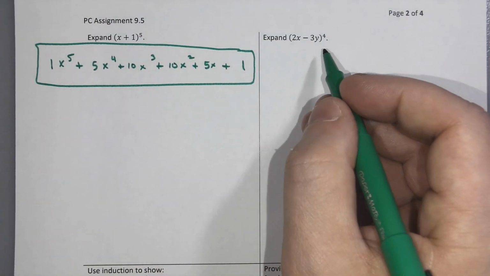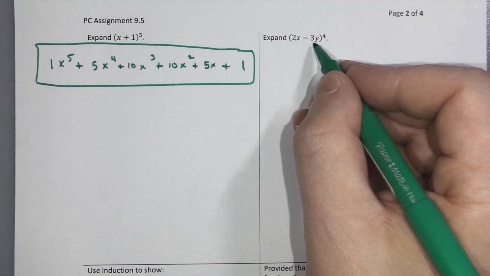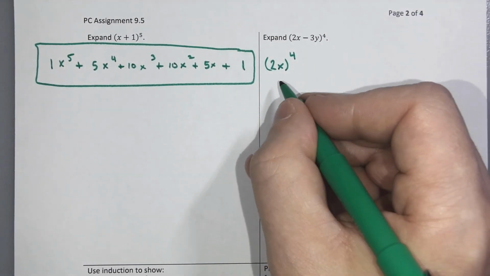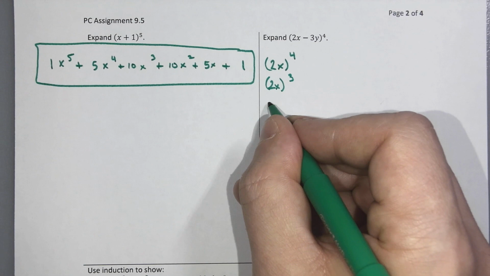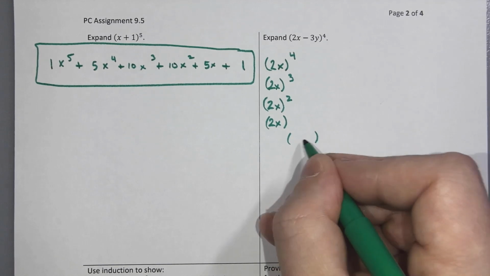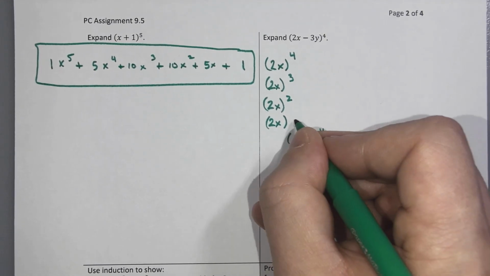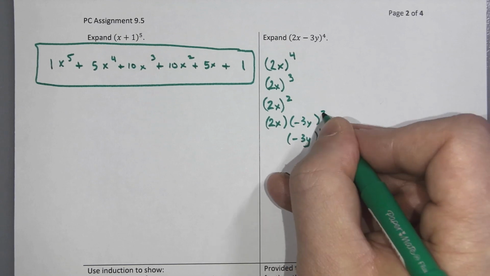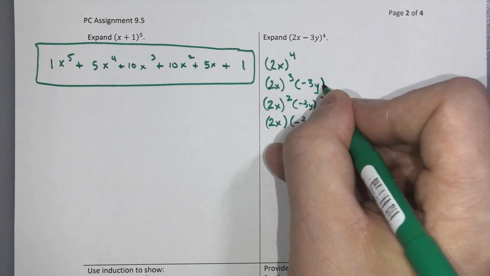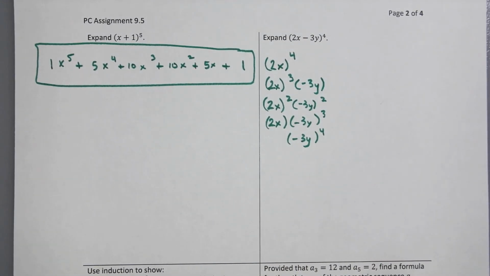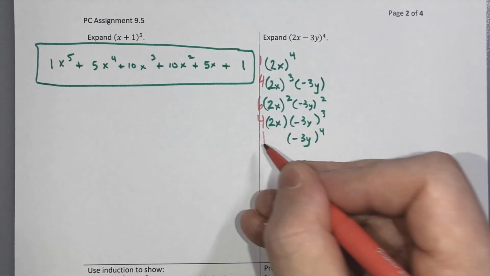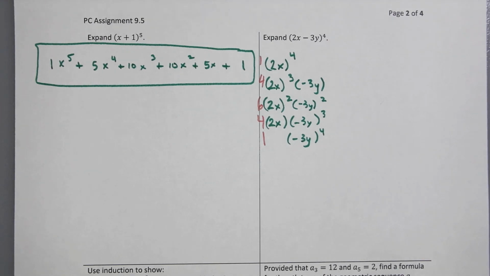This one's a little bit more work because we have to do 2x and negative 3y, so it's going to be a little bit more work over here, but not too bad. 2x to the fourth, 2x cubed, 2x squared, 2x and nothing, and then I'll put the negative 3y to the fourth, the negative 3y cubed, the negative 3y squared, and the negative 3y. So those are coming from the powers that get us up to the 5. 1, 4, 6, 4, 1 are the binomial coefficients.